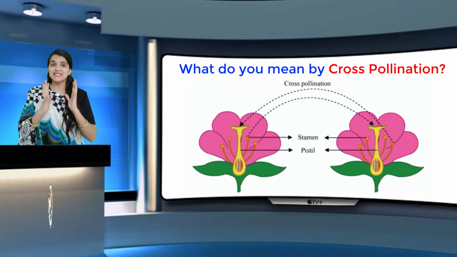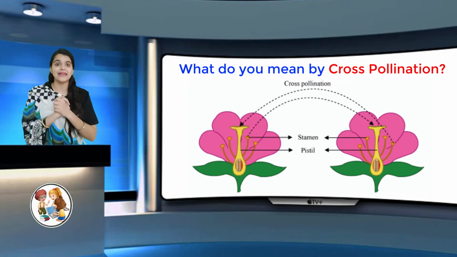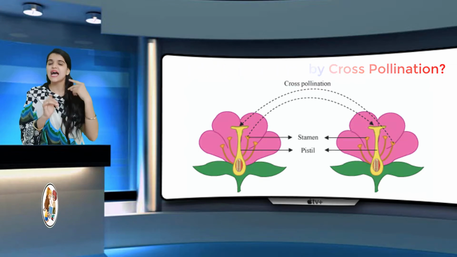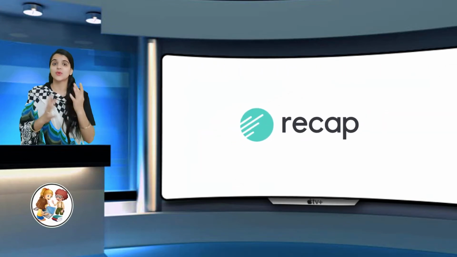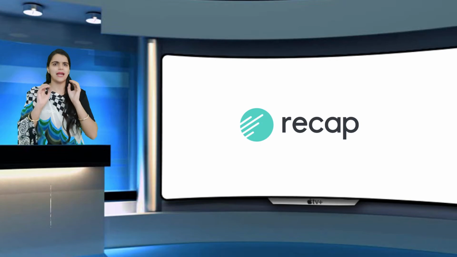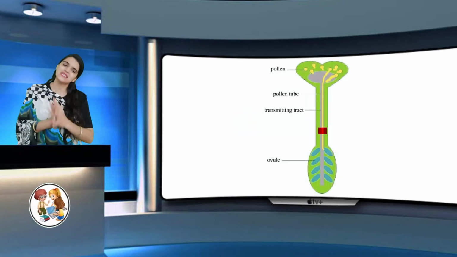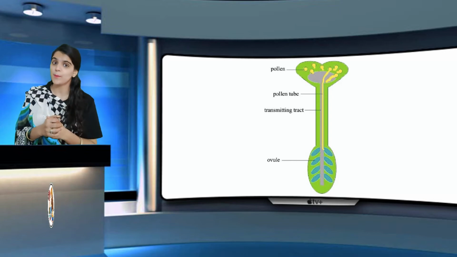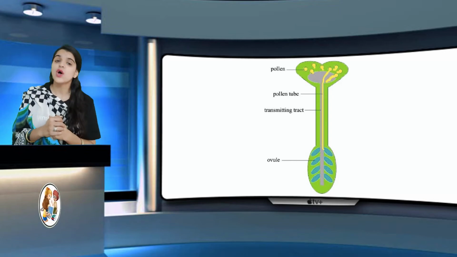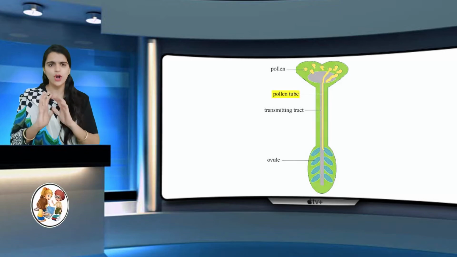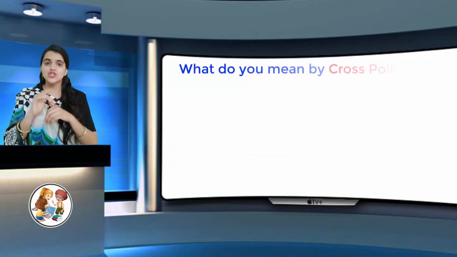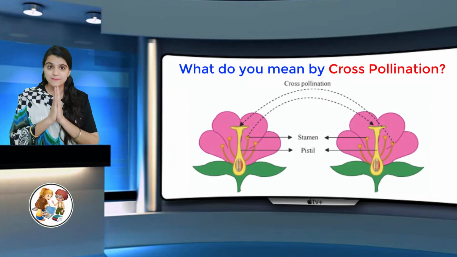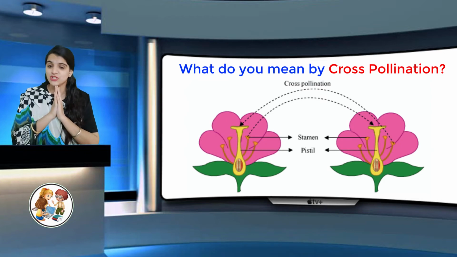So let's begin with the topic, that is cross pollination. Before discussing the core content, let's have a quick recap of what we did. We already know what pollination is. It is the transfer of pollen from the anther to the stigma of a female flower. That is known as pollination, students, right? We already did this. So today we have to learn about cross pollination.